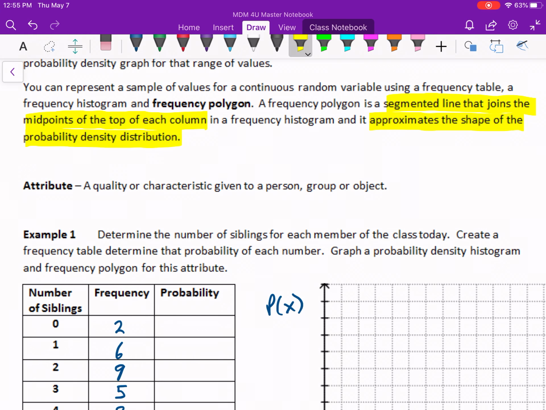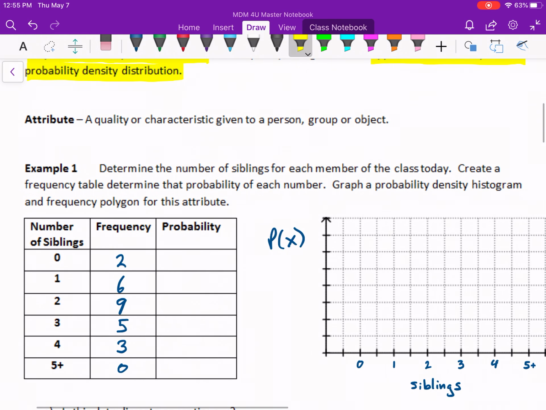One other definition that I want to throw out there today is called an attribute. That's got nothing specifically to do with continuous distributions, but it is, as it says here, a quality or characteristic given to a person, group, or object. So just keep that in mind. When you're doing the homework, you might want to refer back to that if it asks about attributes.